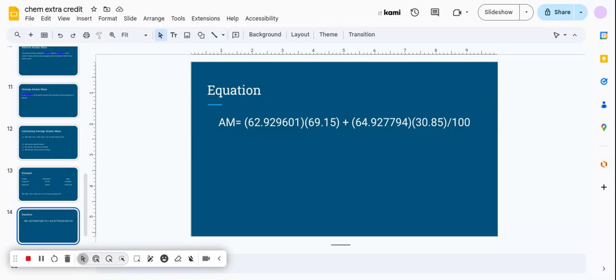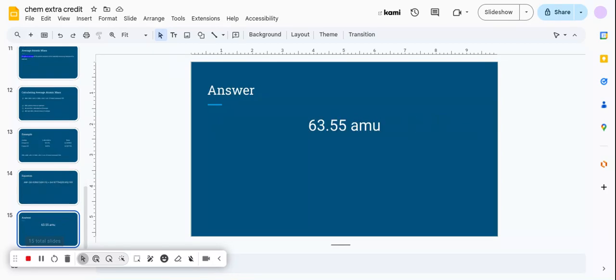And once you plug that into your calculator, you should get a final answer of 63.55, and your units is AMU, standing for average atomic mass. And that is the end.